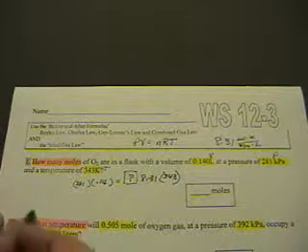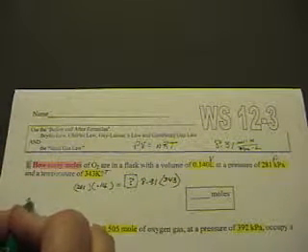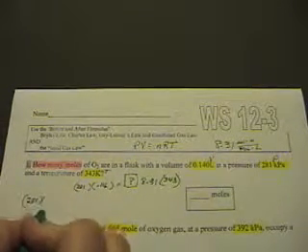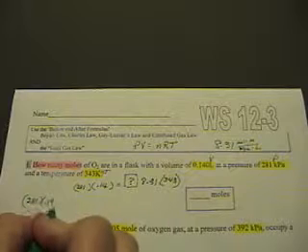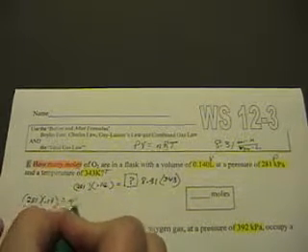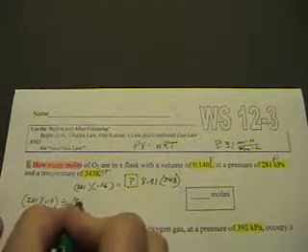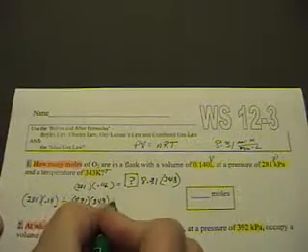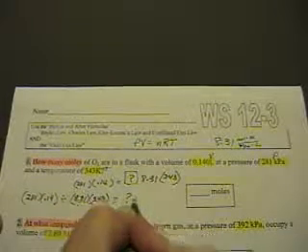So when you're punching that in the calculator, you can just go 281 times 0.14 divided by the product of 8.31 times 343 equals moles.